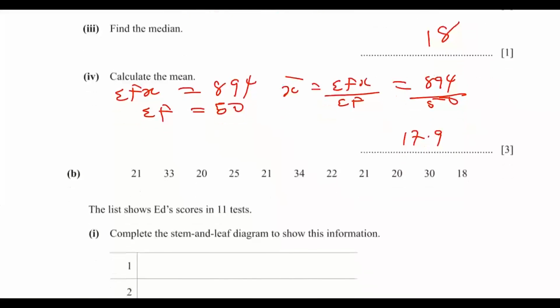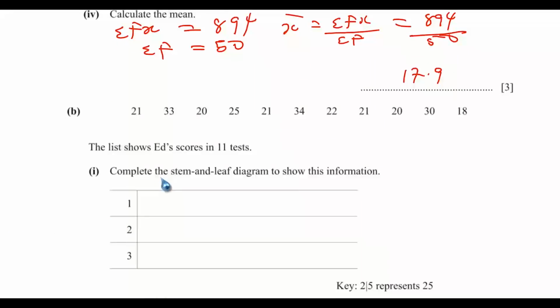Then part B, the list shows Ed's score in 11 tests. Complete the stem and leaf diagram to show this information. So we have to order this from the smallest to the biggest, and the key is 2|5 represents 25. To complete this, we'll put 8 here, that is 18. Okay, so the next one that we have is 20, and it appears 2 times, 20, 20. So you can put 0 here and 0 here.